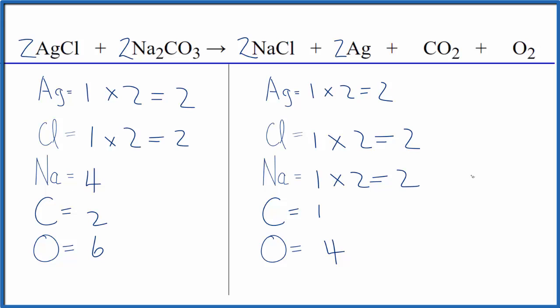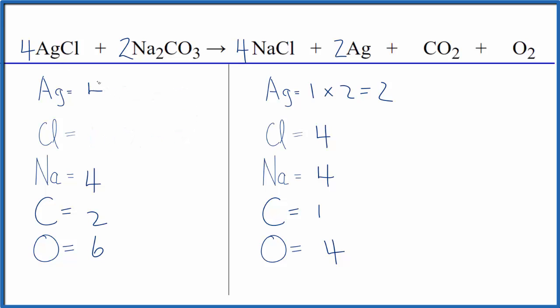Looks like I'll need to update some things over here. Why don't I change this 2 to a 4 and then update the chlorines and the sodium atoms? So now I have 1 times 4, that gives me 4 sodiums. Those are balanced. 1 times 4, I have 4 chlorine atoms. Maybe I should change this AgCl coefficient to a 4 as well. Let's do that. So now I have 1 times 4, 4 silver atoms, 1 times 4, 4 chlorine atoms.